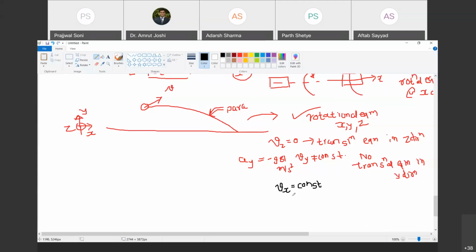If Vx is constant, then is the translational equilibrium satisfied in X direction? Yes, but the reason is different than the Z axis. Z axis में क्यों है? क्योंकि Vz 0 है. But X axis के अलावा equilibrium क्यों है? Translational equilibrium because Vx is constant but non-zero. Are you with me? Yes sir.